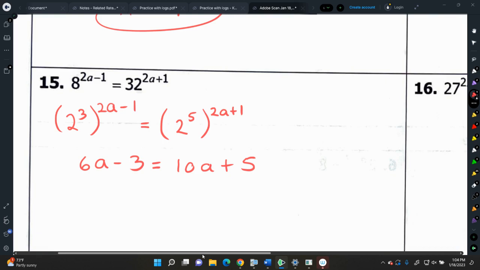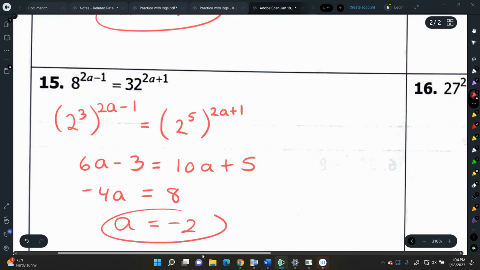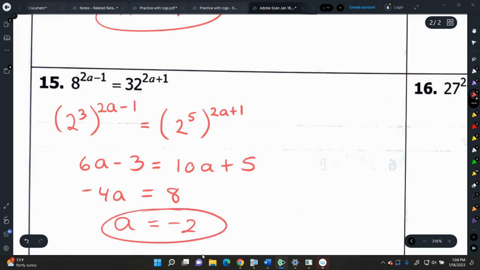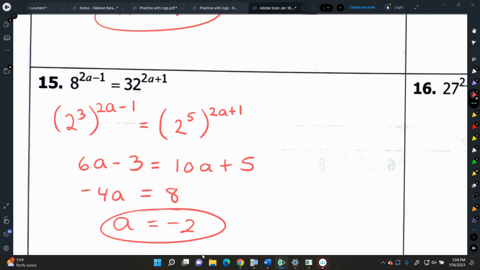So let's see here. I'm going to subtract 10a, so I get negative 4a. And we'll add 3, so it equals 8. So a equals negative 2. Okay, dokie?